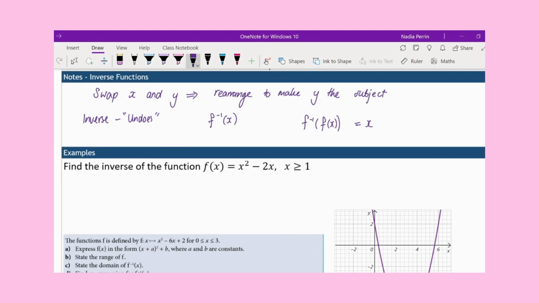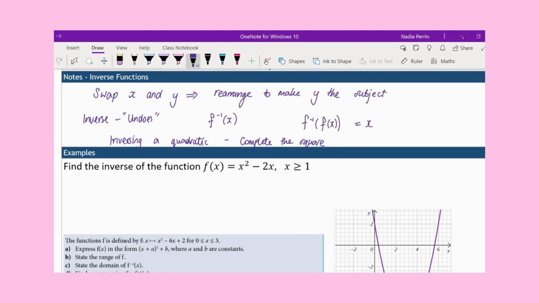The key thing that we need to learn today is if it is a quadratic, you're going to need to complete the square. So inversing a quadratic, you'll need to complete the square. Hopefully it makes sense as to why we would need to do that.